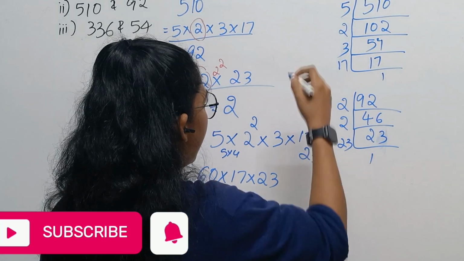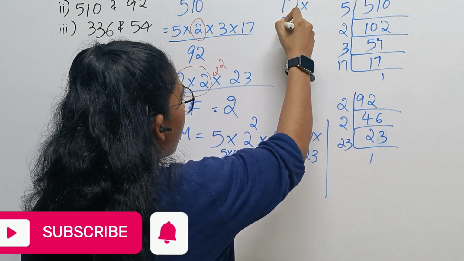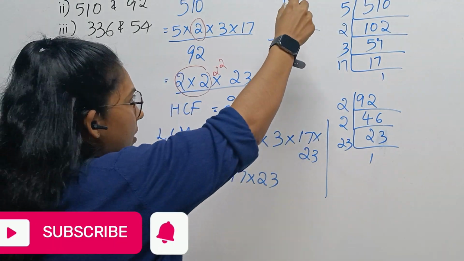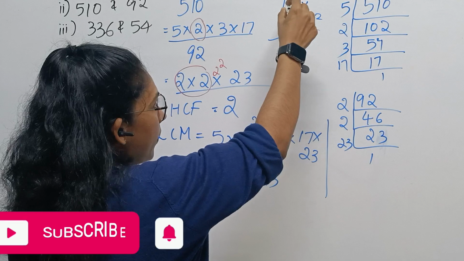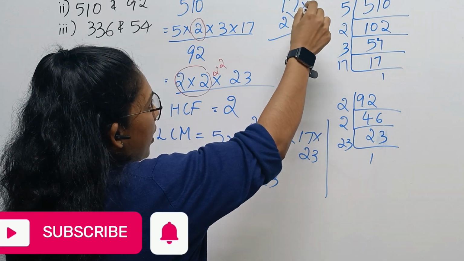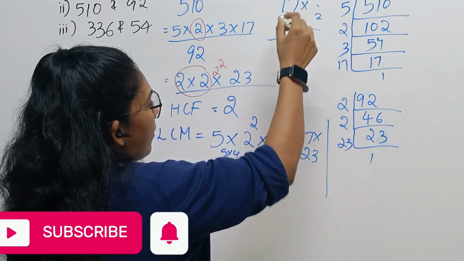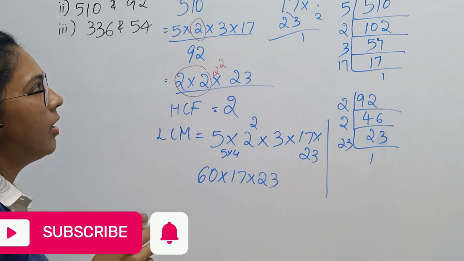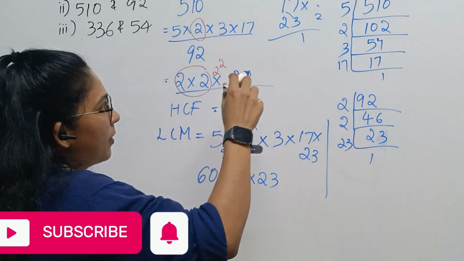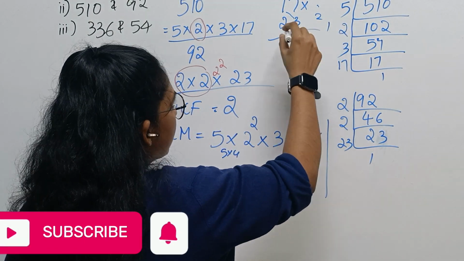So let's multiply. That is 17 into 23. 7 times 3 is 21, 2 is the carry. 1 into 3 is 3, plus 17 into 2, that is 4, 14. 14 plus 3 is 17. 17 plus 2 is 19. 1 into 2.